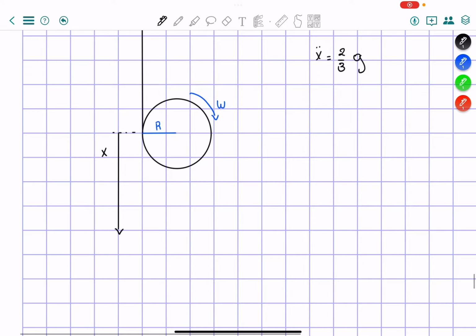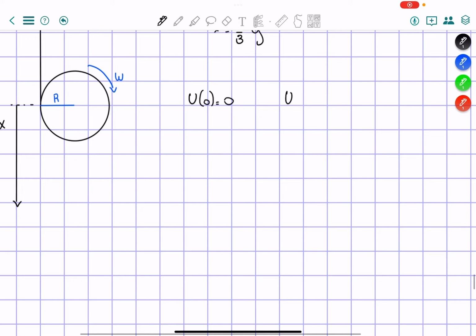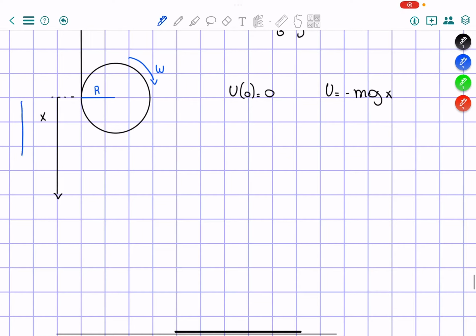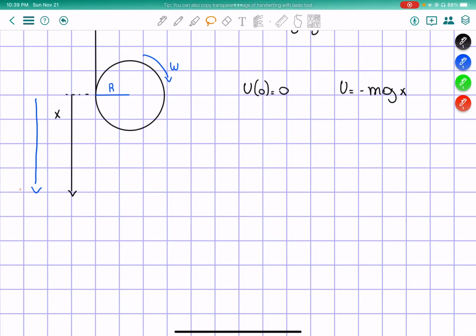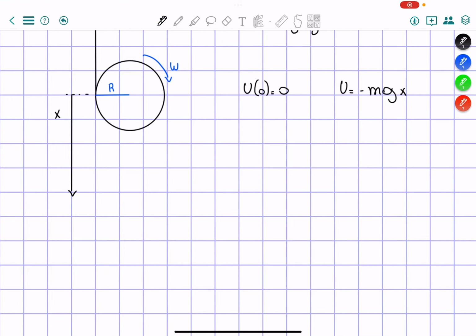and it goes down. So I can say that the potential energy at point 0 is equal to 0, and the potential energy is negative mgx, because as it keeps going down along the x-axis, the potential energy becomes negative. Therefore, we want to go back to the initial position, when its position is the position that is at right now.